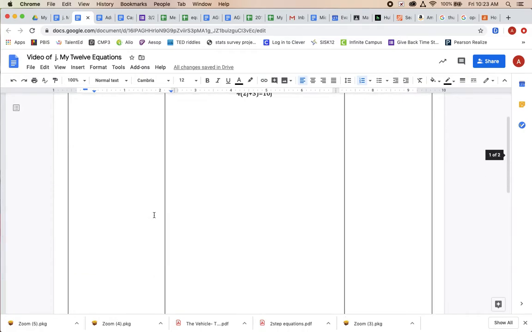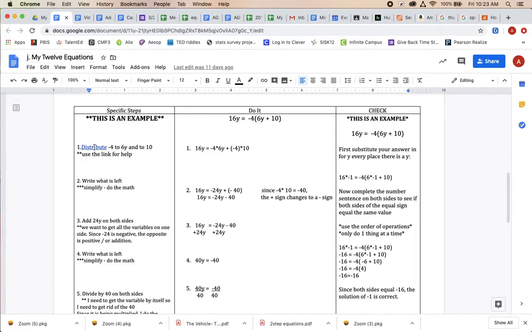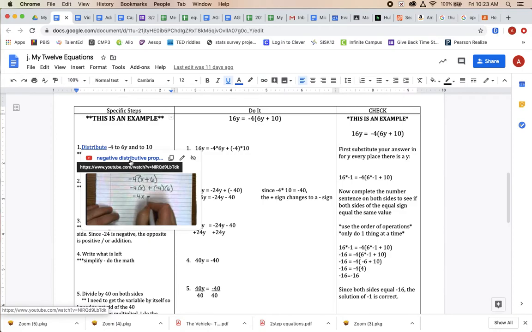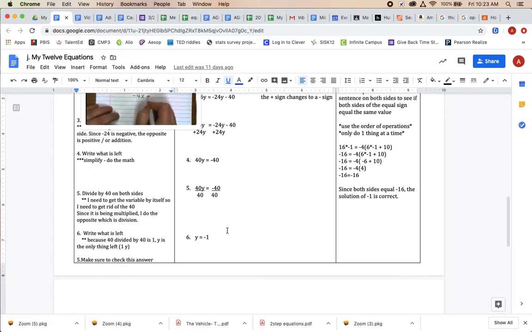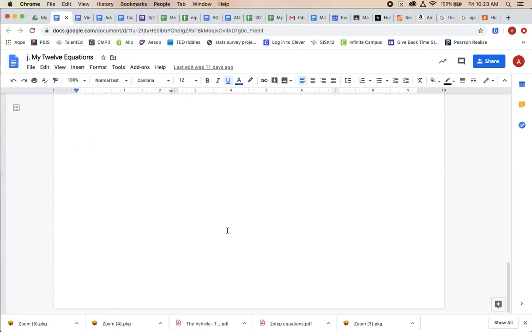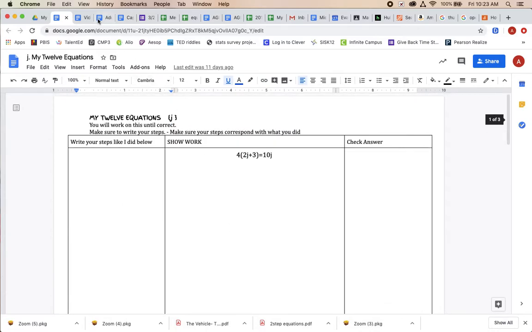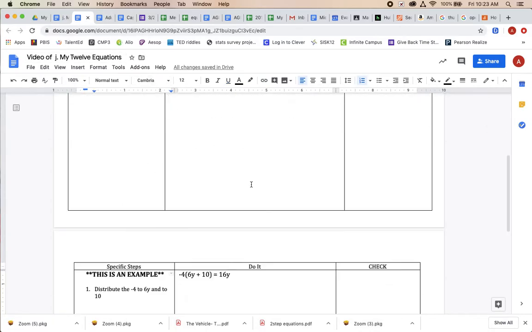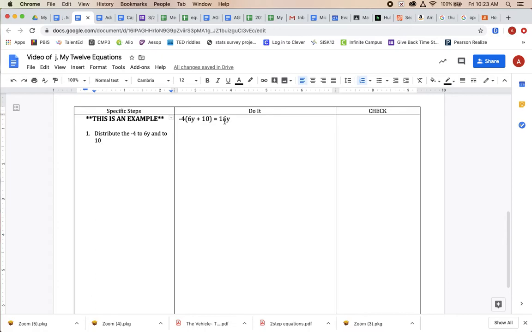And I did link something here on J. See this link right here? This is a link. Anything blue that's underlined is a link. If you click on this link, it sends you to a YouTube video that shows you how to distribute. So if you are still confused after you watch my video, maybe look at their video to help you with the distributing, okay?